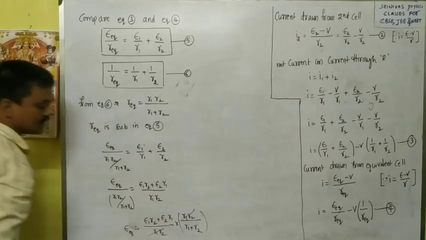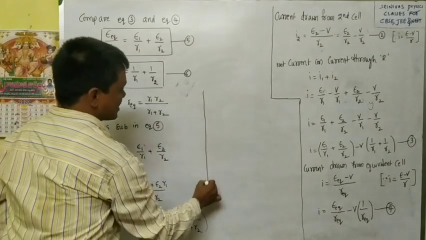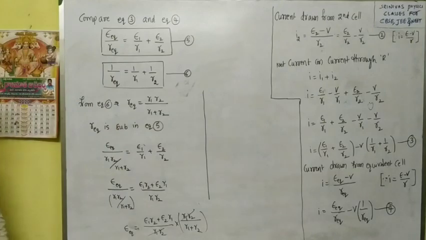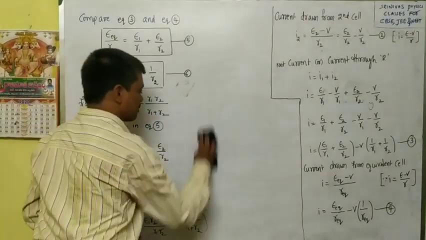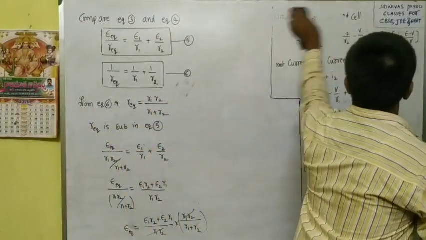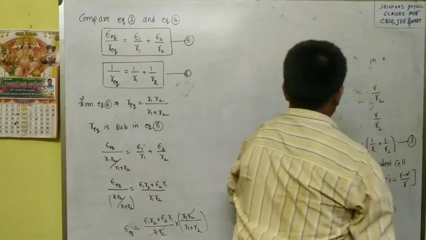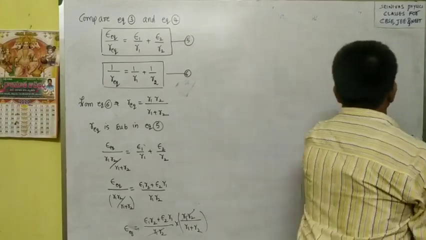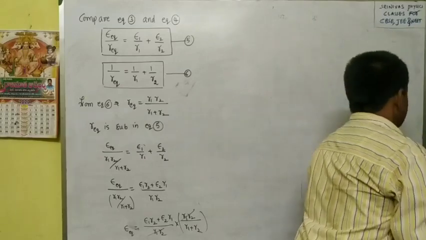This will cancel, and we get the final formula. What is the final formula? The final formula for the effective EMF can be found directly. Now for that we have to rub this and continue. About 10 more minutes are required to complete this lecture.